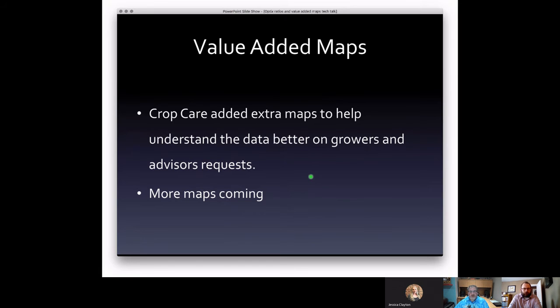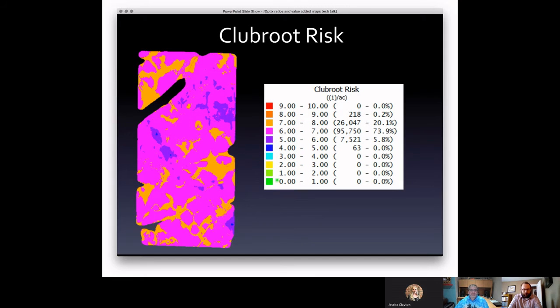A lot of the maps have come out of a farmer saying, I don't understand, I'm a dumb farmer, quote unquote, put it in a picture for me, and advisors saying, hey, you've got all this information, can we put it together to give us a risk map of some sort? And we do have more maps coming. So the clubroot risk is a big one that we've been asked to put together.